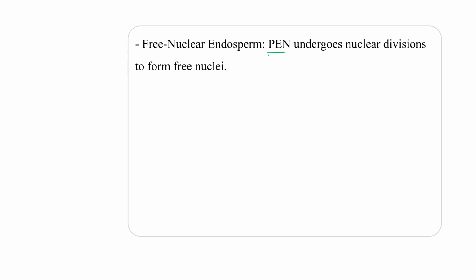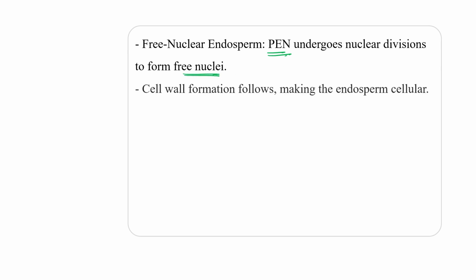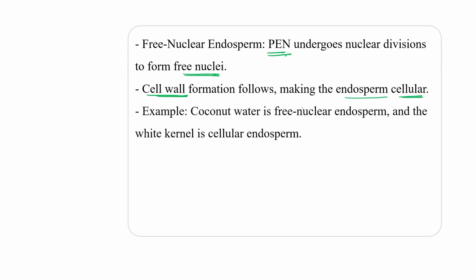Now, the free nuclear endosperms are also present there. This PEN, primary endosperm nucleus, undergoes nuclear division to form free nuclei, so many free nuclei. If a cell wall is formed, it will make the endosperm cellular. Like coconut water comes under the free nuclear endosperm category, while that hard part, the white kernel part, comes under the cellular endosperm category. And it's a very important line. Sometimes questions are asked on this particular line.